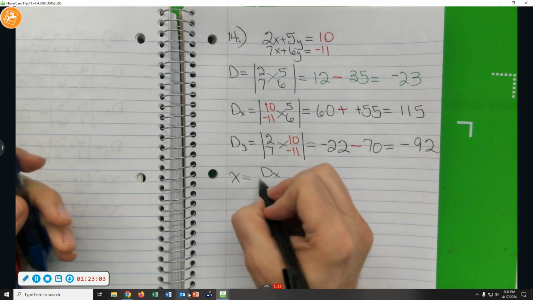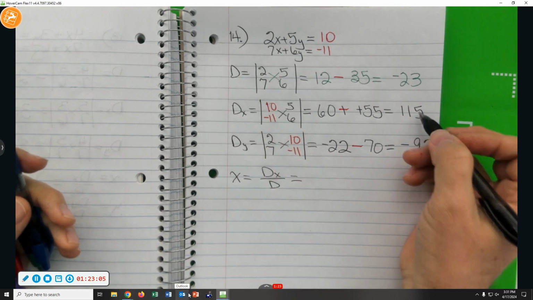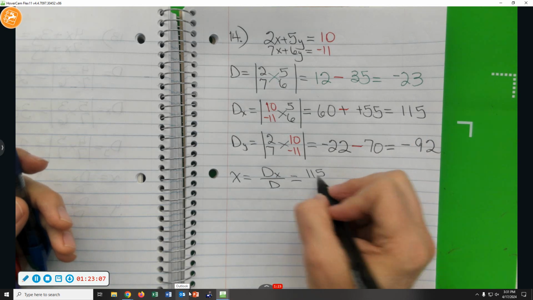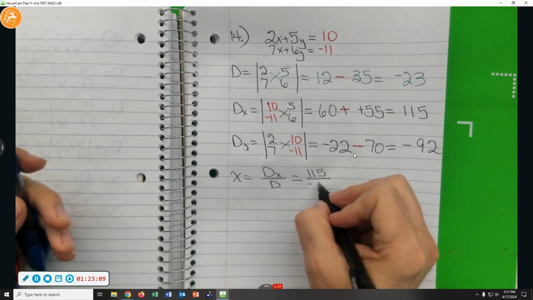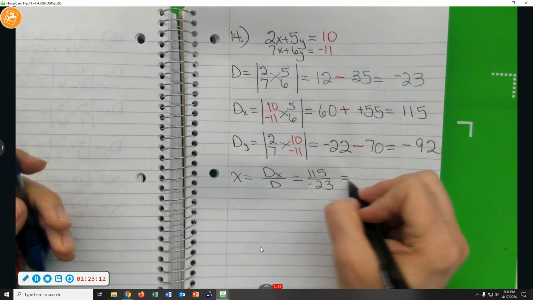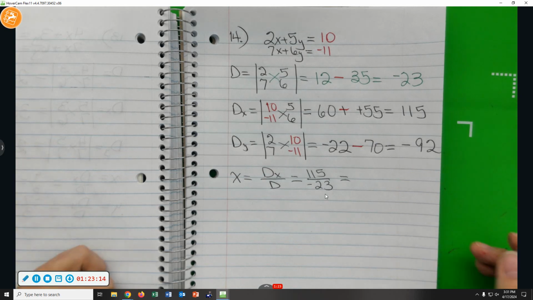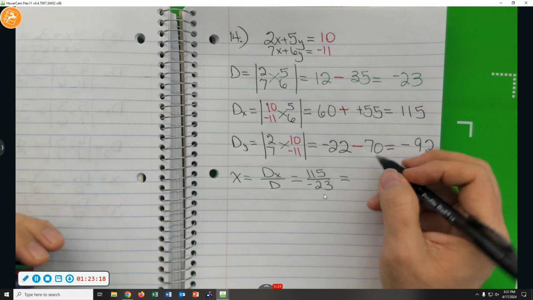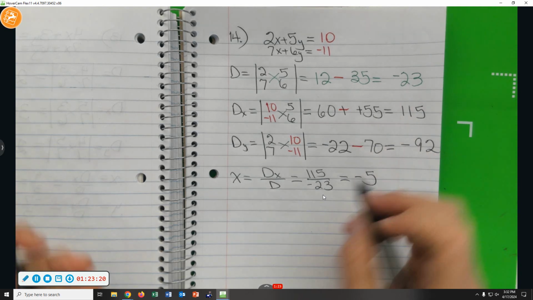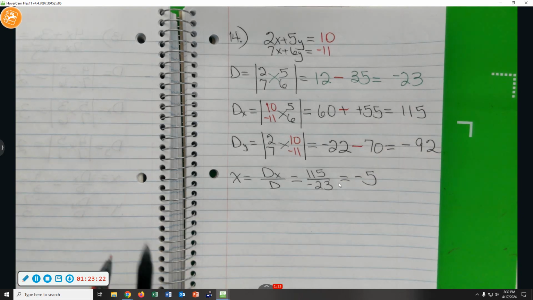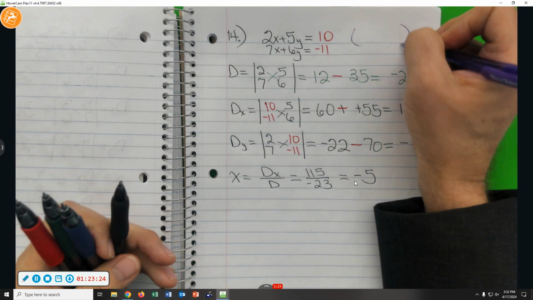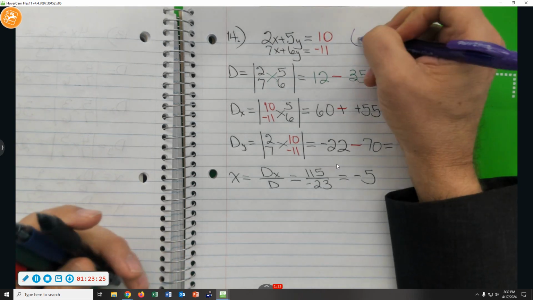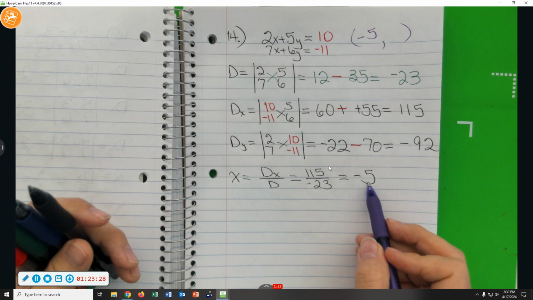X is D sub x divided by D. D sub x is 115 divided by negative 23. What's 115 divided by negative 23? Negative 5. So these lines are going to intersect when the X value is negative 5.